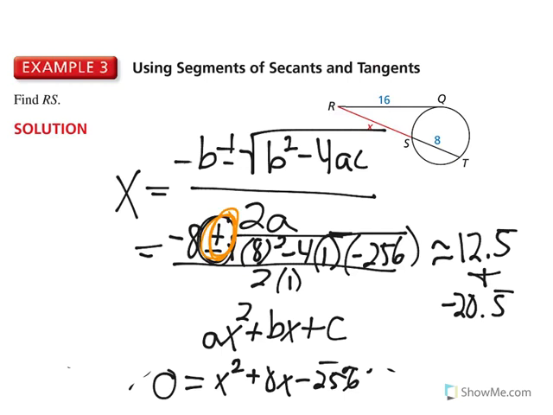So when you put these in the calculator, these are the two answers you should get. You should get 12.5 and negative 20.5. Okay, but like I just said, we cannot have a negative length. So when you plug it back in, if we notice RS is simply equal to X, well, if X is one of these two answers, I cannot have a negative length, so negative 20.5 will not work. Okay, so my answer for this one is going to be 12.5.